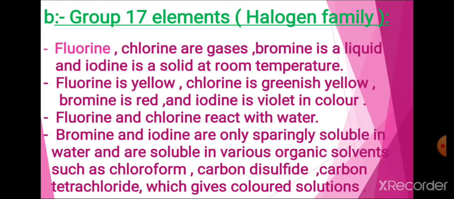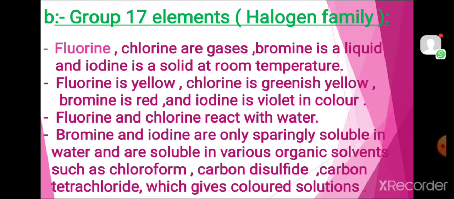The bond dissociation enthalpies of halogens are in this order: chlorine is greater than bromine, which is greater than fluorine, which is greater than iodine. The bond dissociation enthalpy of the fluorine molecule is lower than that of chlorine. This is because fluorine has a smaller atomic size than chlorine. Fluorine is the first member of the group.